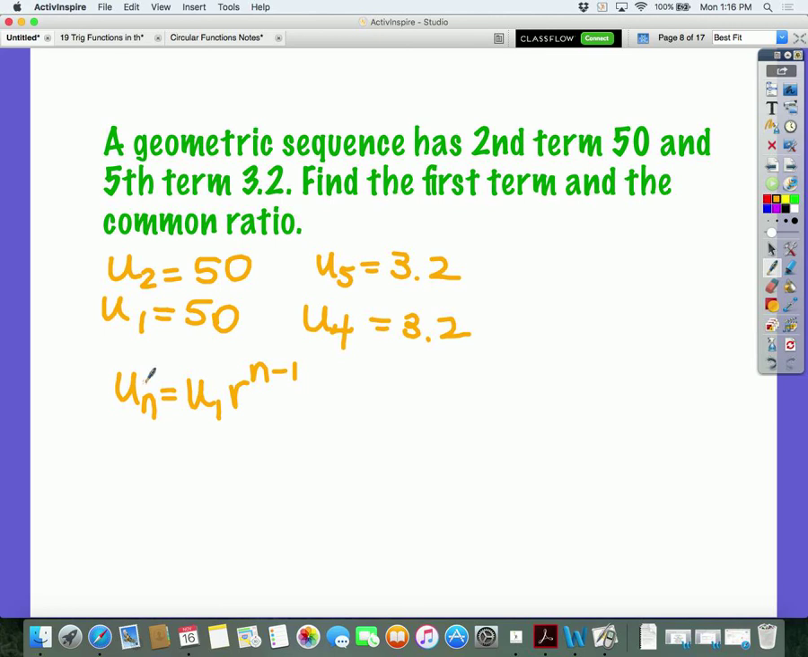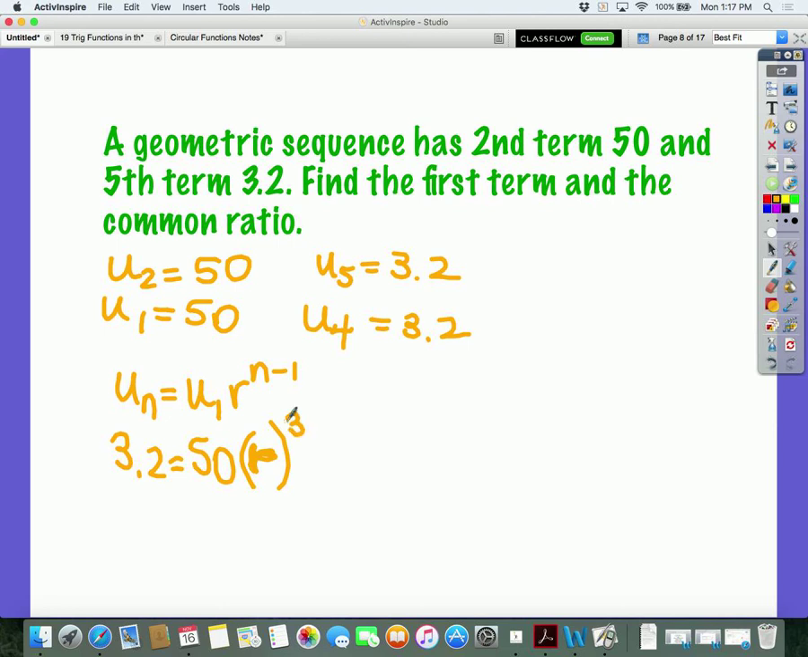And what's going to go in for u sub n? 3.2. 50 is going to be my first term, just temporarily. What's R? Oh, R's R, sorry. Okay, that's what you were saying. And N is actually 4 minus 1, which is 3.